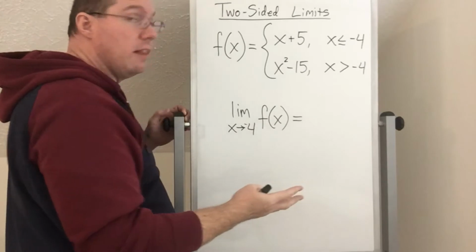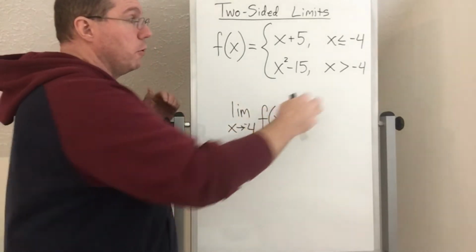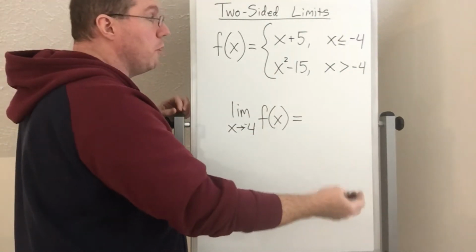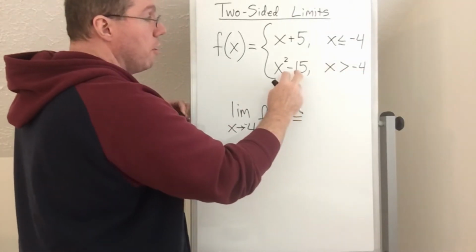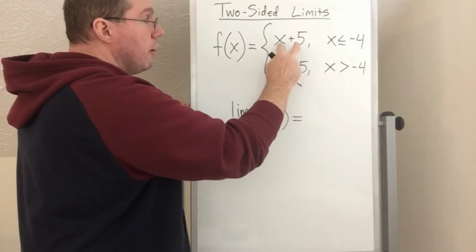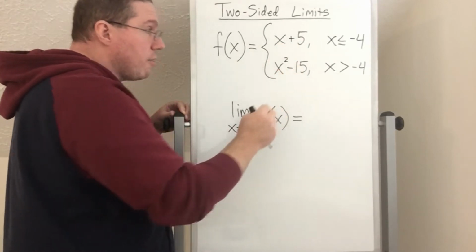But if it said, what is the limit of f of x as x approaches -4 from the right side, we would use the piece where the values are larger than -4. So this is the right side piece. Here's the left side piece. Here's the right side piece.